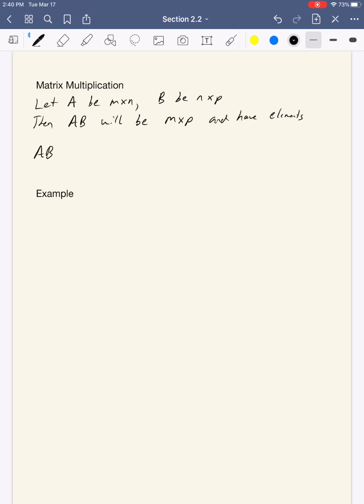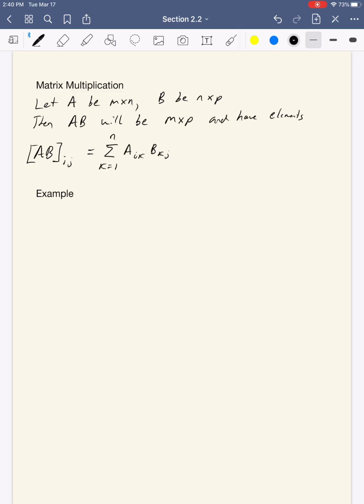We'll say that AB has, in its ijth element, the sum from k equals 1 to n, where k is just an index and n is that shared number of columns for A or number of rows for B. And you will do that as you go through a_ik and b_kj, multiplying those values. Now this multiplication here is just a normal multiplication, because a_ik and b_kj are just values, so that's just a normal multiplication of numbers.